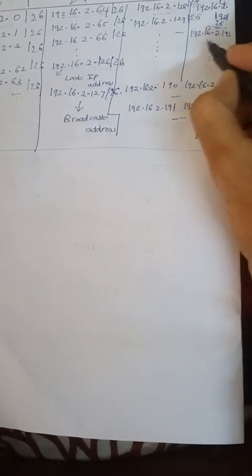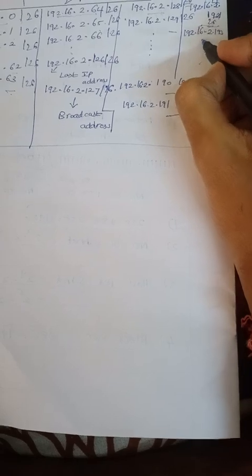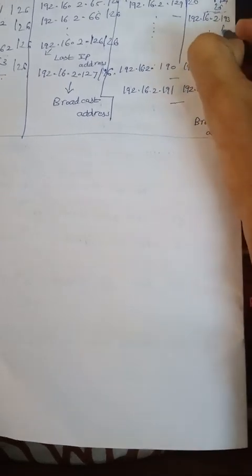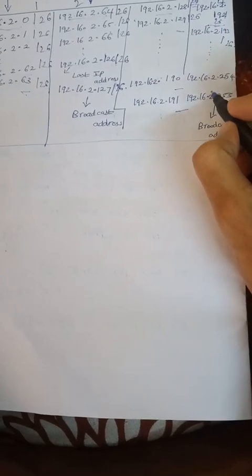So the starting IP will be 192.16.2.193, and its CIDR is 26, and 192.16.2.254 will be the last IP, and 192.16.2.255 will be the broadcast address. So in the next session we can discuss the subnetting problem using class B and class A.